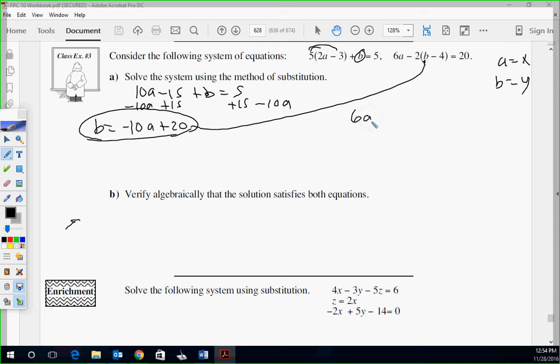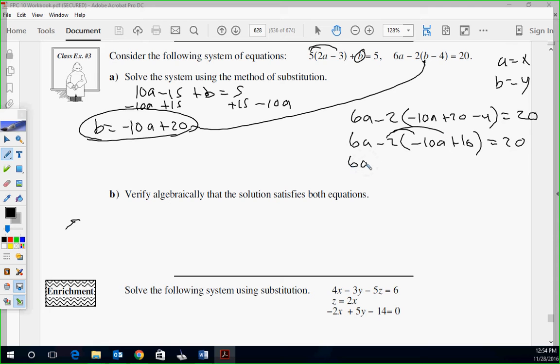So 6a minus 2, now I insert it. Negative 10a plus 20 minus 4 equals 20. Now I work out the inside there. 6a minus 2, negative 10a plus 16 equals 20. And now we distribute the -2. -2 times a -10, positive 20. Negative 32.